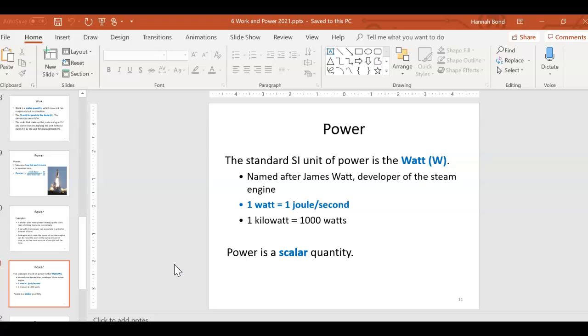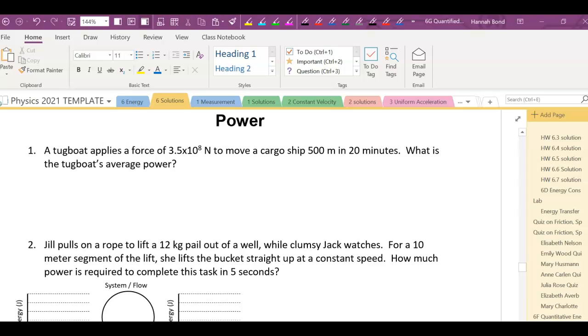The standard unit of power is the watt, and 1 watt is 1 joule per second, right? Power is work divided by the time that it took to do the work. Work is measured in joules, time is measured in seconds. So 1 watt is 1 joule per second. Let's go work a few problems that involve the concept of power.